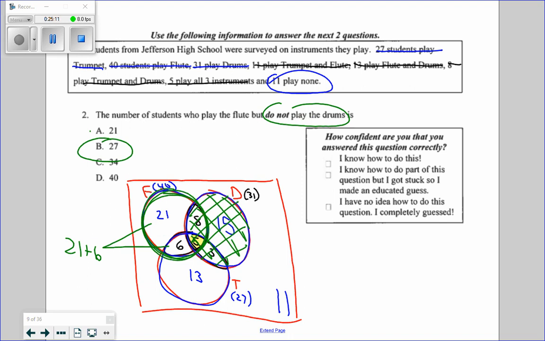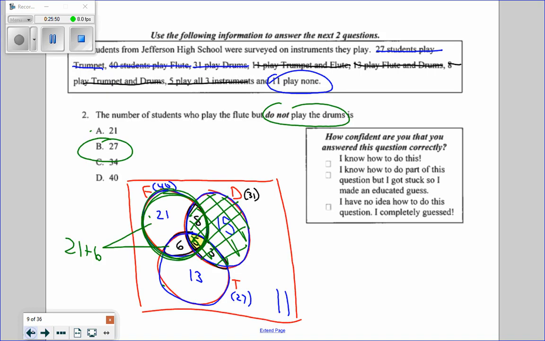Why might you be tempted to circle this number here? Because it's that number there, right? If the question said they only play flute, that would be A. Just because it doesn't talk about trumpet doesn't mean you can't include the trumpet number. It says you just can't include the drum number. You can include trumpet because trumpet still plays flute for some of those kids. But when you see all three or all the intersect, draw a Venn and then master it out from there.